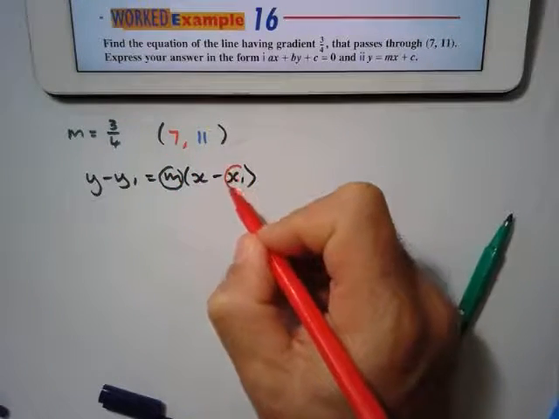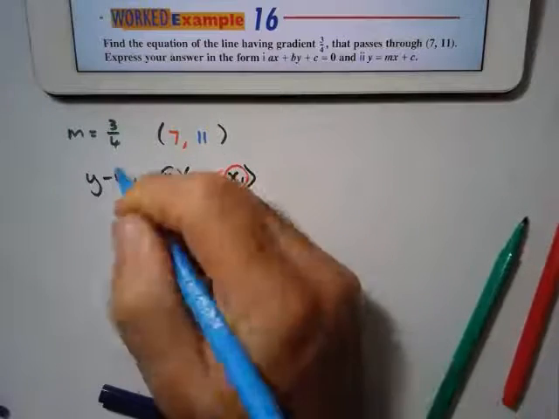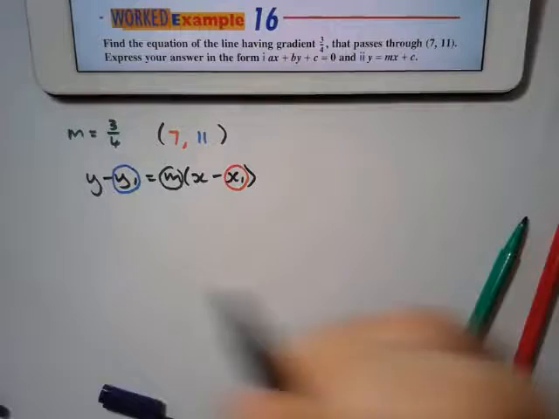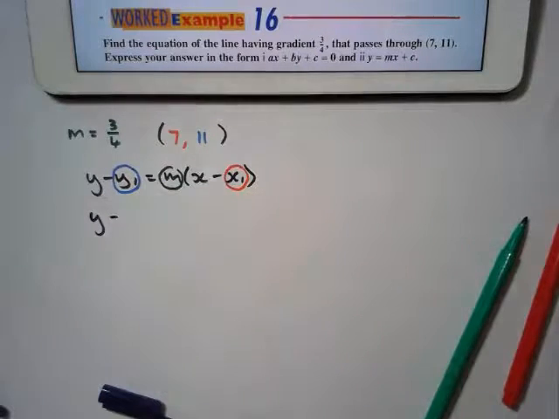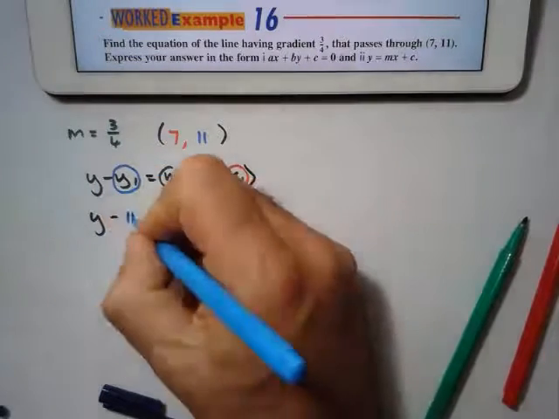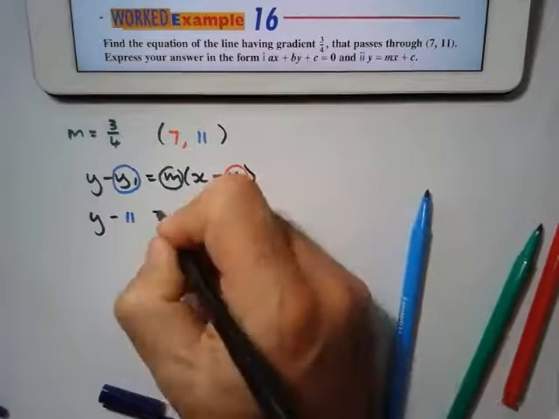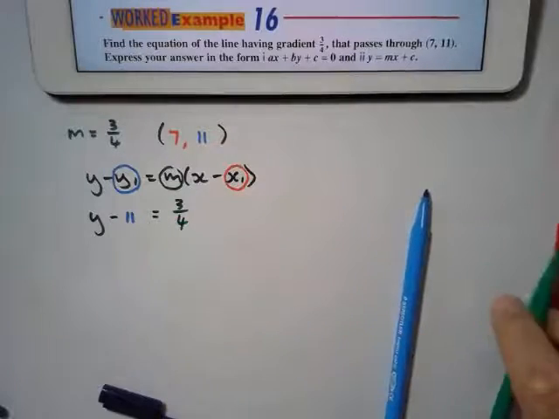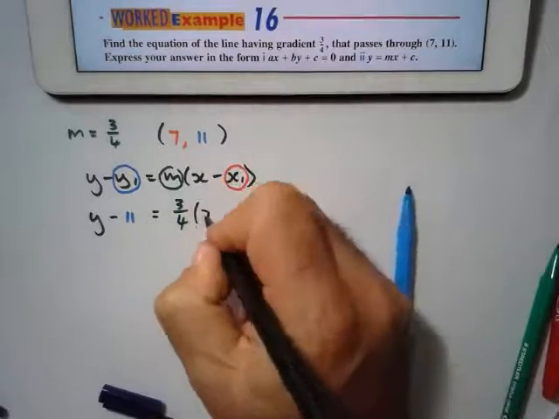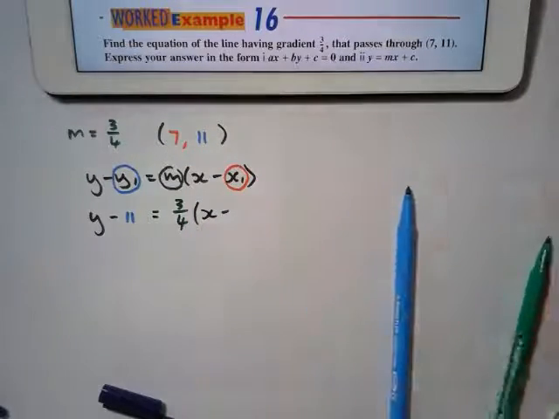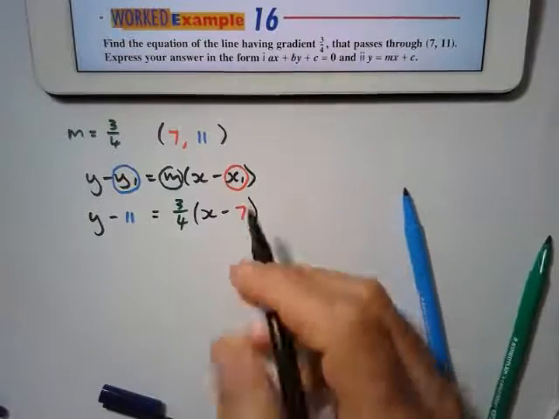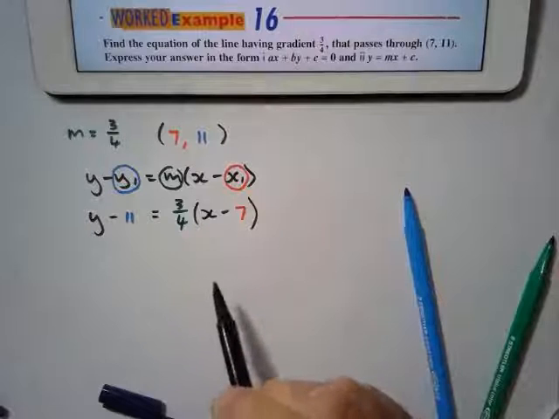x1 is going to be this one and y1 is going to be this value. So that's what I'm going to do now. So I'm going to say it's y minus y1, which is 11, equals my gradient 3 over 4 multiplied by x minus x1, which is 7. So there we have it.